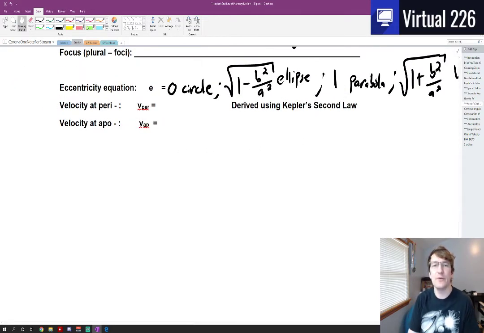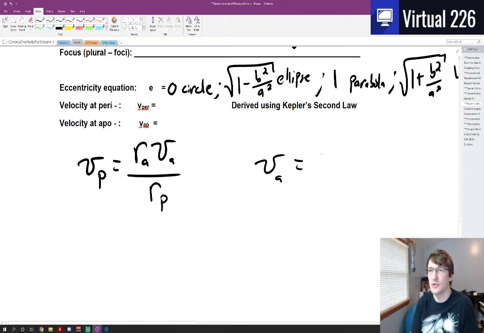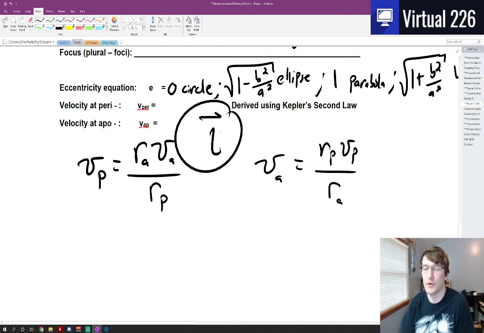Some other things we have: if you want to know your velocity at perihelion, perigee, aphelion, or apogee, then we can use conservation of angular momentum to do this. There's a whole extra video out there on that, so go check out that video. But in short, the velocity at perigee is going to equal the distance to apogee multiplied by the velocity at apogee over the radius to perigee. And then the velocity at apogee follows a very similar equation, where it's the radius of perigee times the velocity of perigee over the radius of apogee, okay? And that's just the conservation of angular momentum there. Like I said, there's a whole other video about it if you want to check that out.